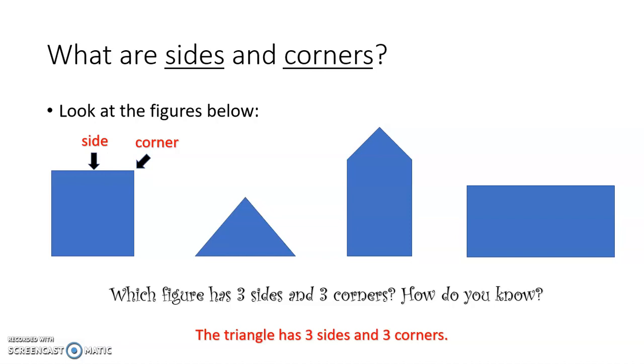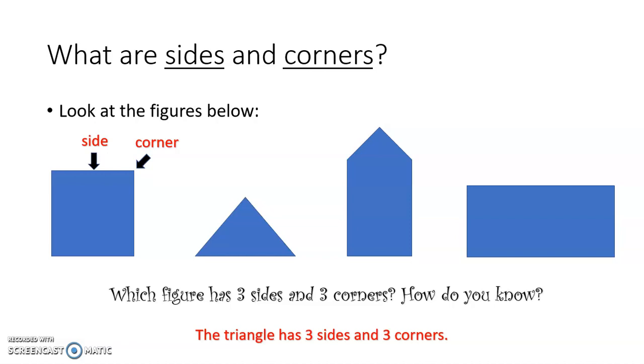Well, if you said the triangle has three sides and three corners, you are correct. Look at the picture. On the square, I showed you what a side is and what a corner is. A side is the top. It's the line that closes it in. And the corner is where the two sides meet. So if we count the square, we see it has 1, 2, 3, 4 sides, and it has 1, 2, 3, 4 corners. So that obviously is not our figure we're looking for.